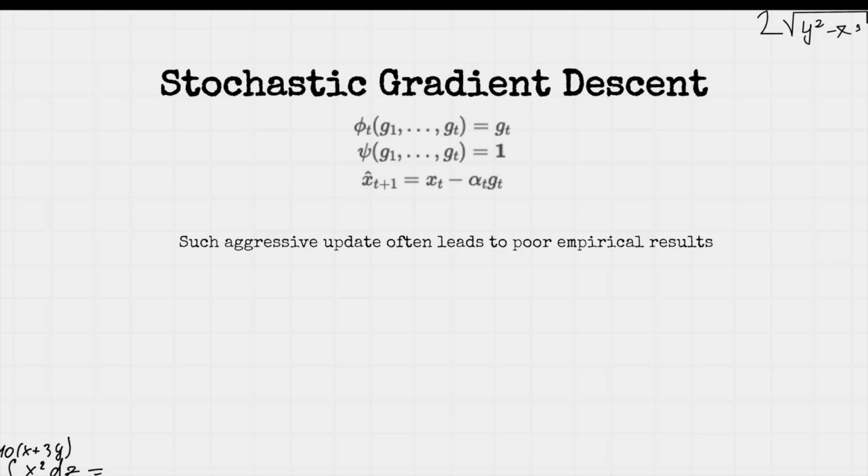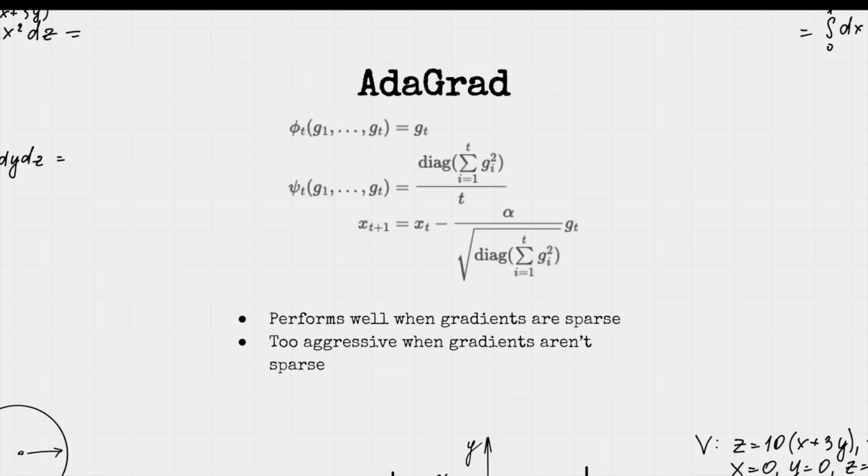Stochastic gradient descent is a special case of the optimization framework. In SGD, phi t is just the previous step gradient, and psi t is 1, which means the gradient is not weighted at all. And therefore, x t plus 1 is basically x t minus the gradient direction with the step size alpha t. Such aggressive updates often lead to poor empirical results, and therefore the first weighting method was proposed, Adagrad.